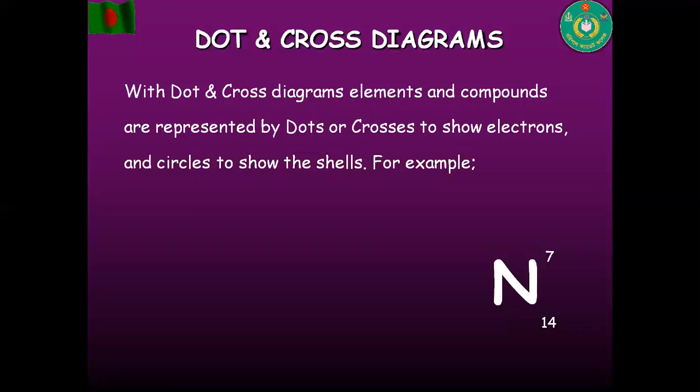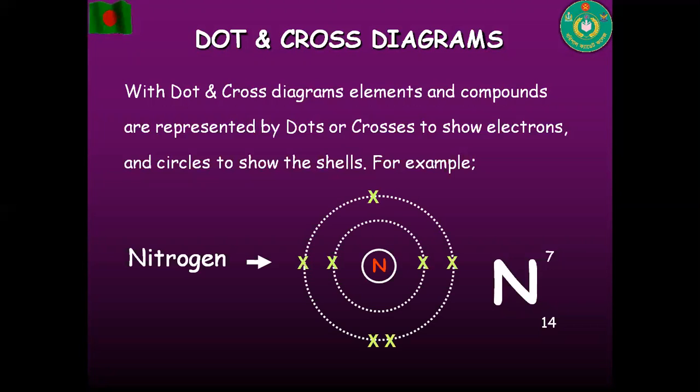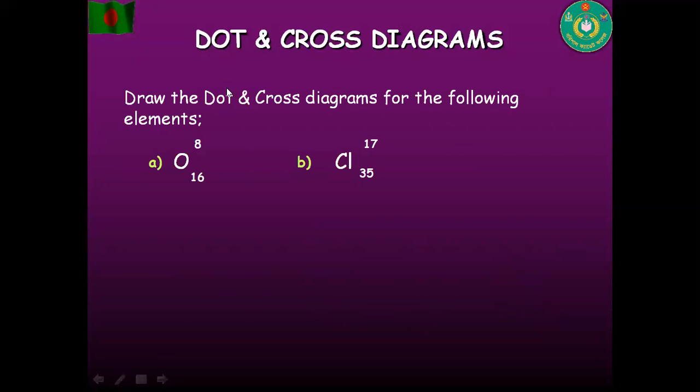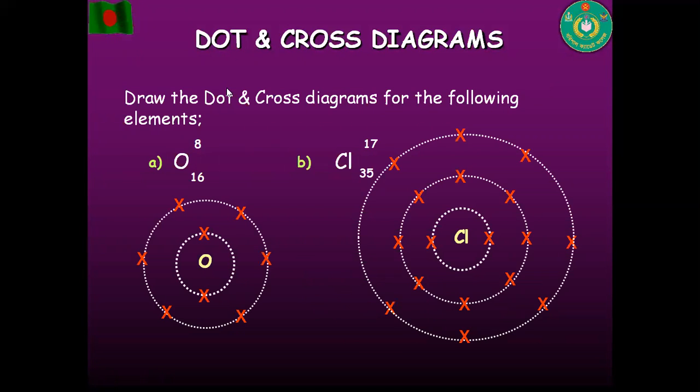Now, this electronic configuration you can also write by using the cross sign. Here, in case of nitrogen, use dot or cross sign. This is the cross sign. Before that, we used dot. Here, oxygen, chlorine.